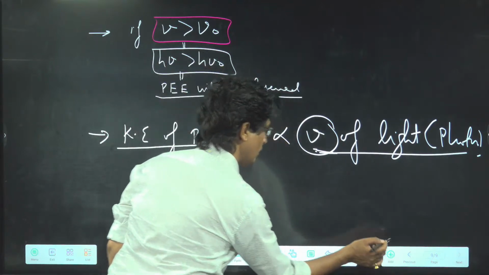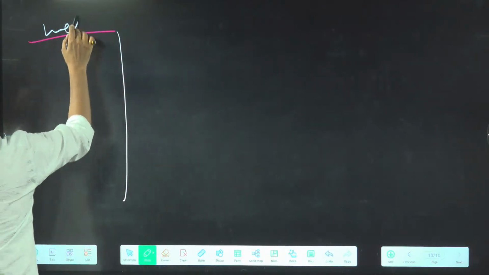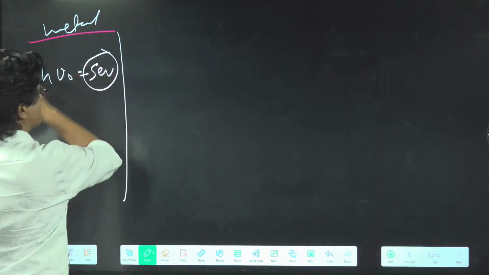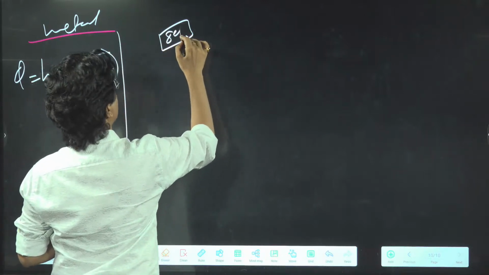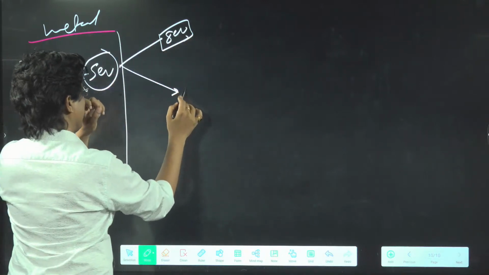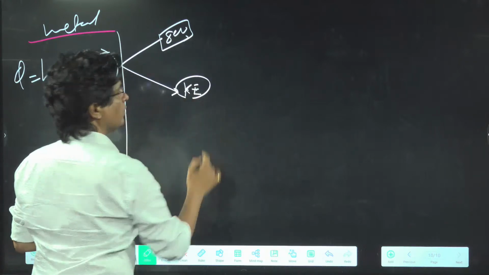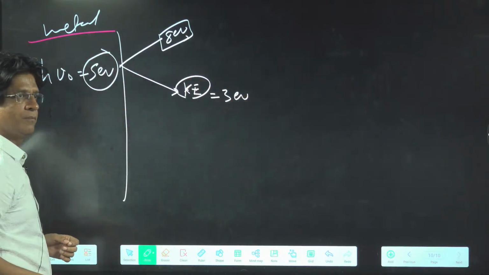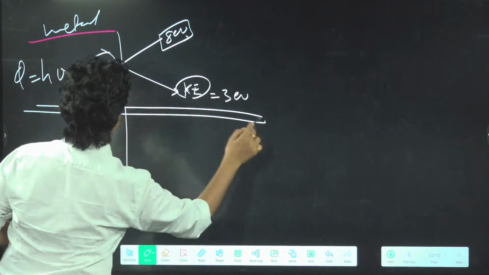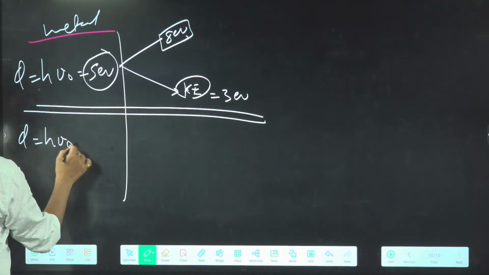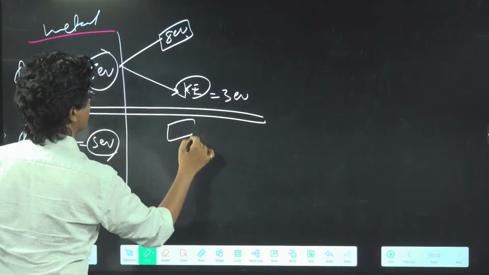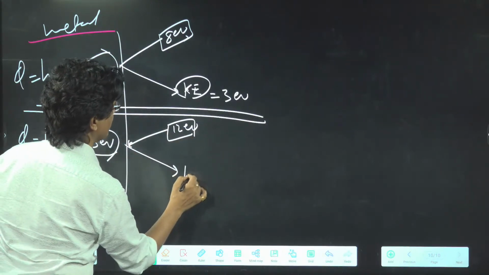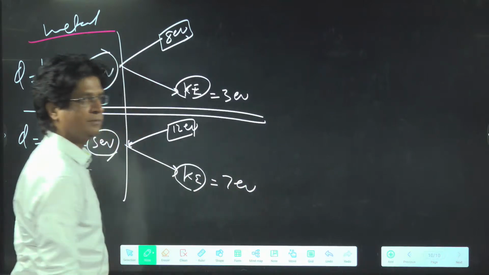Yes or no? So what I'm saying, see that we are having a metal, and phi, h nu naught, equals 5 electron volt. I'm taking an example. Suppose the photon comes of, say, 8 electron volt, and strikes over here. What is the kinetic energy? Come on. What is the kinetic energy? It will be 3 electron volt. Yes or no? Now take the second case. If phi is equal to h nu naught, which is equal to, say, 5 electron volt again, and a photon is coming incident over here of, say, 12 electron volt, the kinetic energy of the electron will be equal to how much? 7 electron volt.